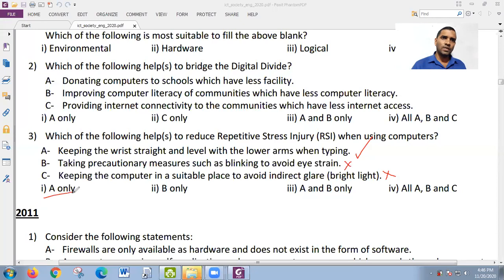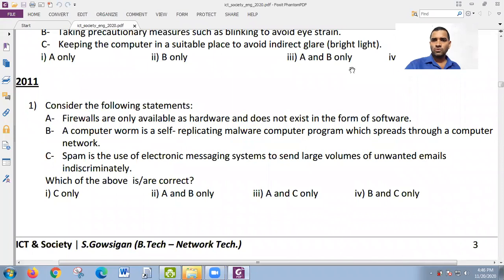So RSI is related to something from here to here. So you can ignore these two because they are related to something else, right? Computer vision syndrome. So even though this marking scheme has a different answer, better stick with the first answer, right? That may be the best answer because even you may have that idea, right? Because both B and C are not related to shoulders to fingers, they are related to eyes. Okay, so A only may be the best answer. Right, let's move to 2011.